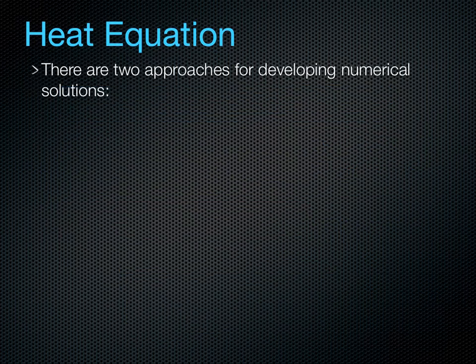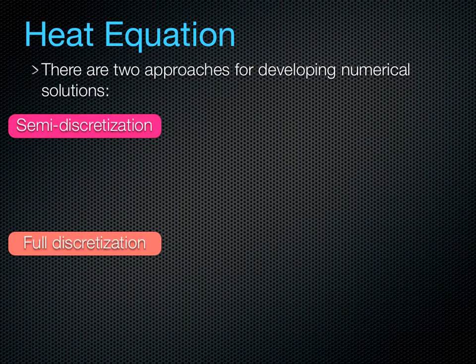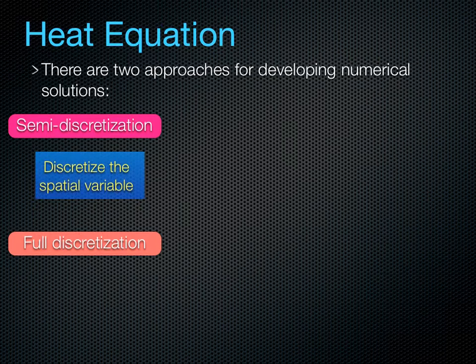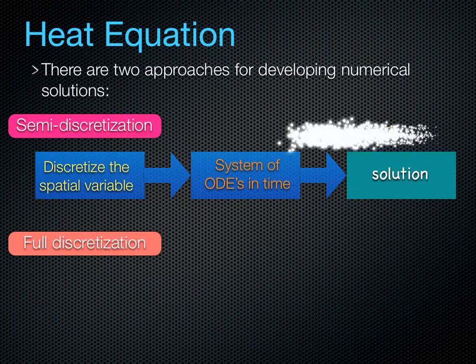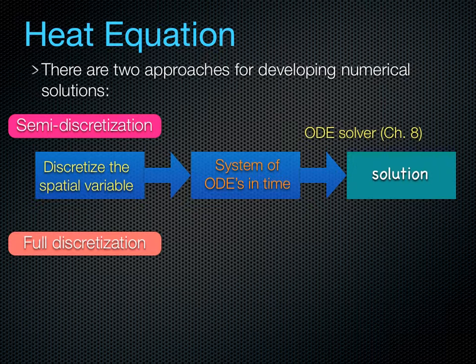There are two basic approaches for developing numerical solutions to this problem. One is the so-called semi-discretization approach. The other one is the full discretization approach. In the semi-discretization approach, as the name implies, we discretize one of the free variables we have. So, for example, we can discretize the spatial variable and leave the temporal derivative analytic. And if we do that, then we're going to end up with a system of ordinary differential equations in time. And the solution of that is something we have already learned in the previous chapter. We can use any ODE solver.